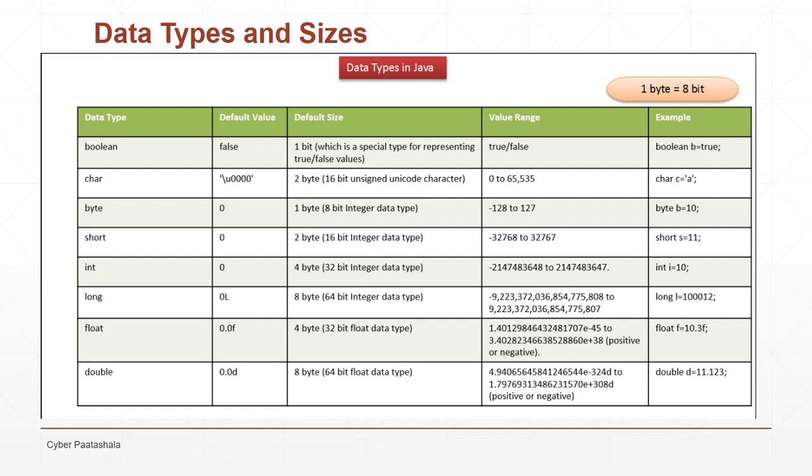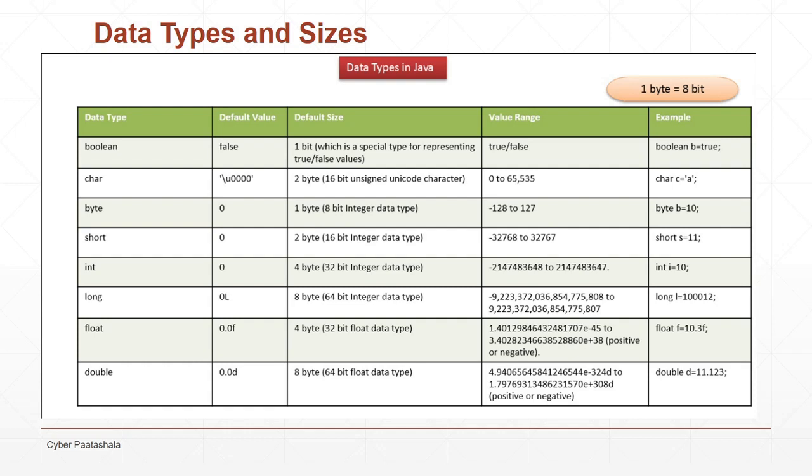The default value for the char data type is \u0000, which is nothing but 0, and the default size for the char data type is 2 bytes, which is nothing but 2 power of 16, meaning it can store 65,536 values, and the value range for the char data type is 0 to 65,535. Here we have an example of how to declare a char variable.